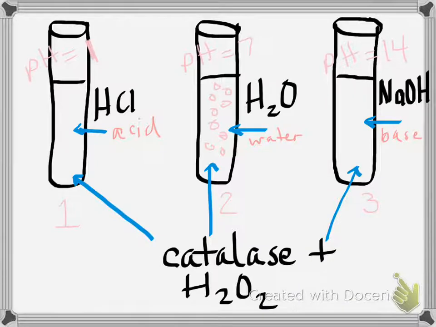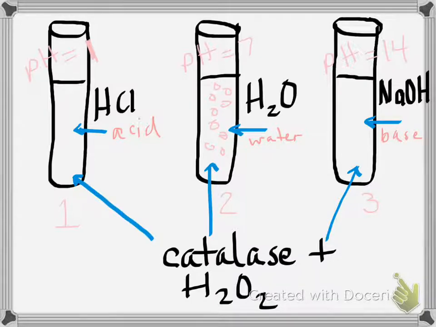Every test tube got catalase. Now, I just want to comment on that. I've been reading your projects. I'm not quite finished, but most of you have figured out that every experiment needs a control, and that in an experiment, everything has to be the same except for one thing. So this is a good example of that. Notice every tube is the same except for one thing.